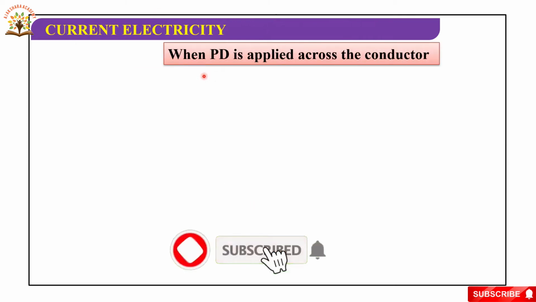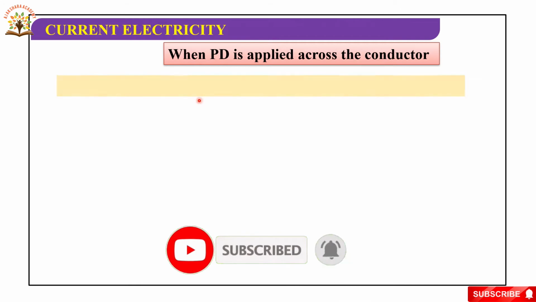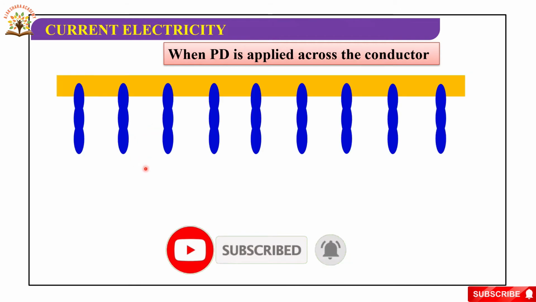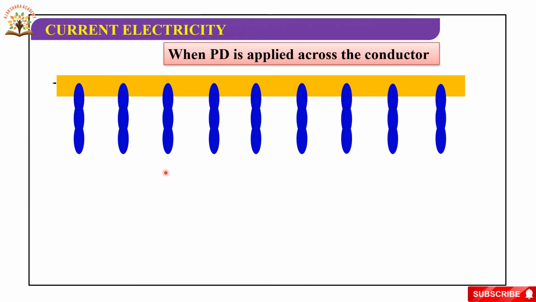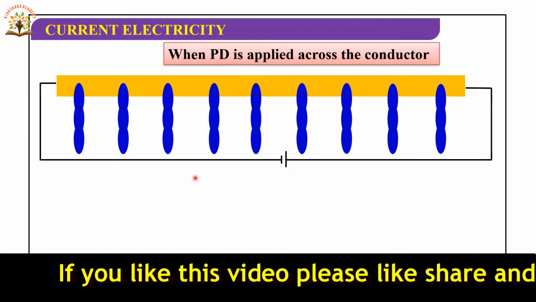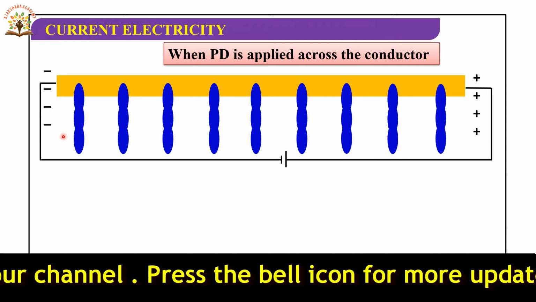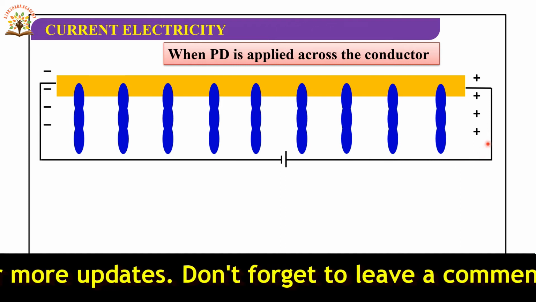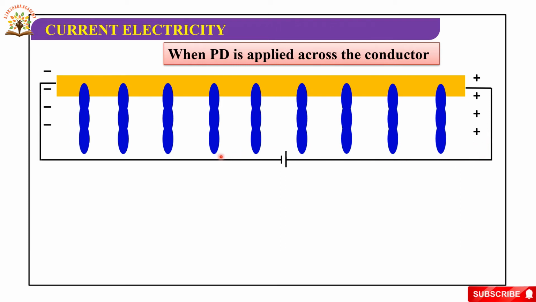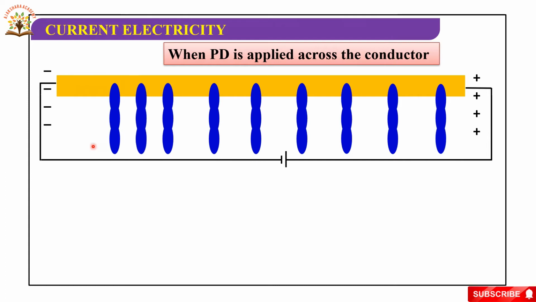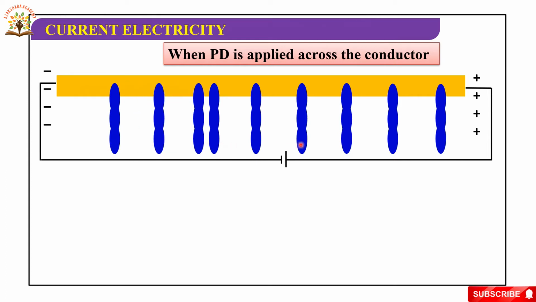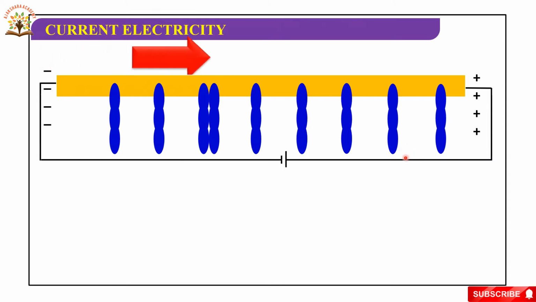When potential difference is applied across the conductor, observe this picture. One conductor is connected to the cell, with negative charged particles and positive charged particles. See here, negative charged particles are moving towards the positive terminal. Observe the figure.